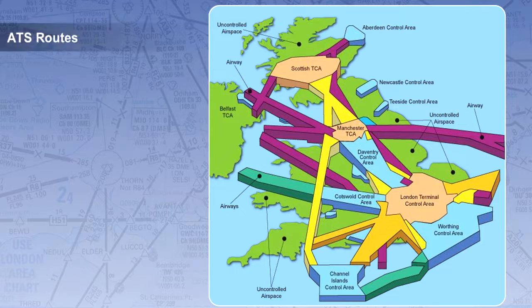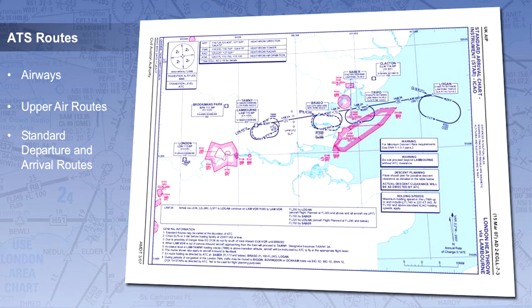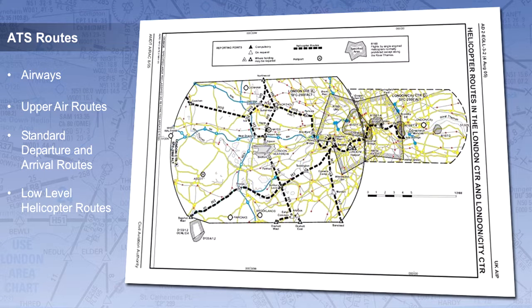ATS routes are defined as routes that are designated for channeling the flow of air traffic as necessary for the provision of air traffic services. An air traffic service route is any predetermined flight path that allows aeroplanes to fly from point to point. They include airways, upper air routes, standard departure and arrival routes, low-level helicopter routes.